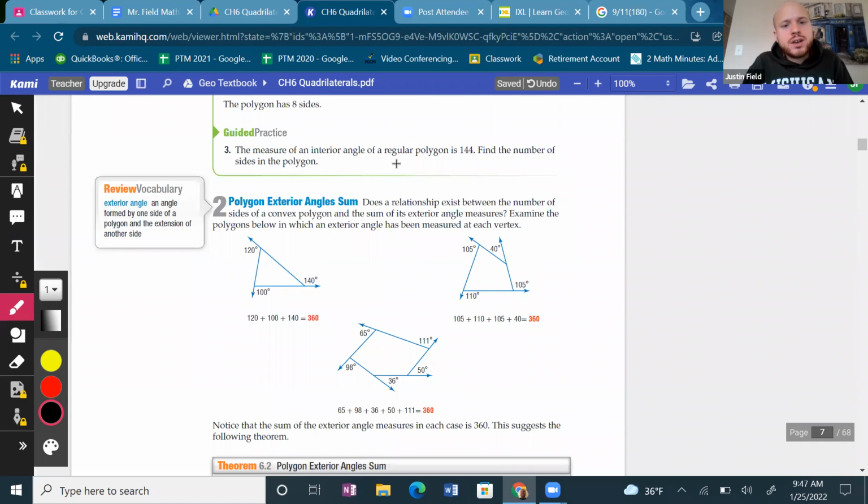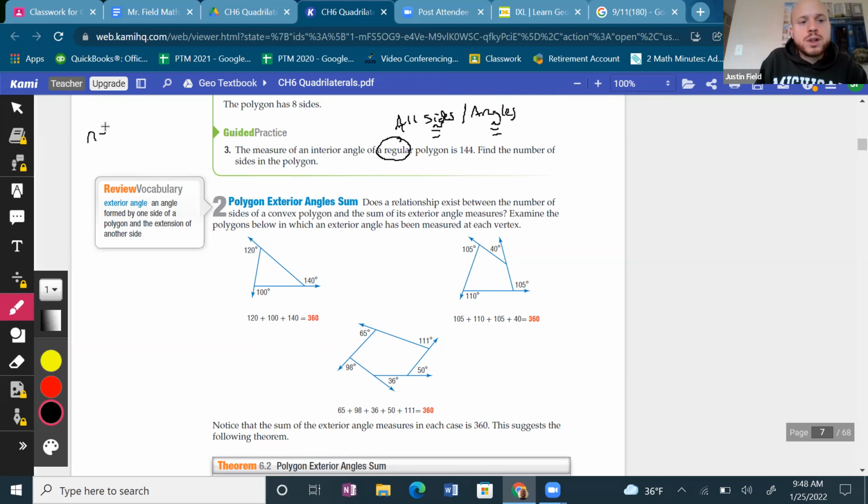The measure of an interior angle of a regular polygon. Oh, write this down. New vocab word. Regular means all sides congruent, all angles congruent. Of course, the sides are not congruent to the angles, but all the sides are the same. Separately, all the angles are the same. And so it's 144. Find the number of sides, and we can just work backwards.